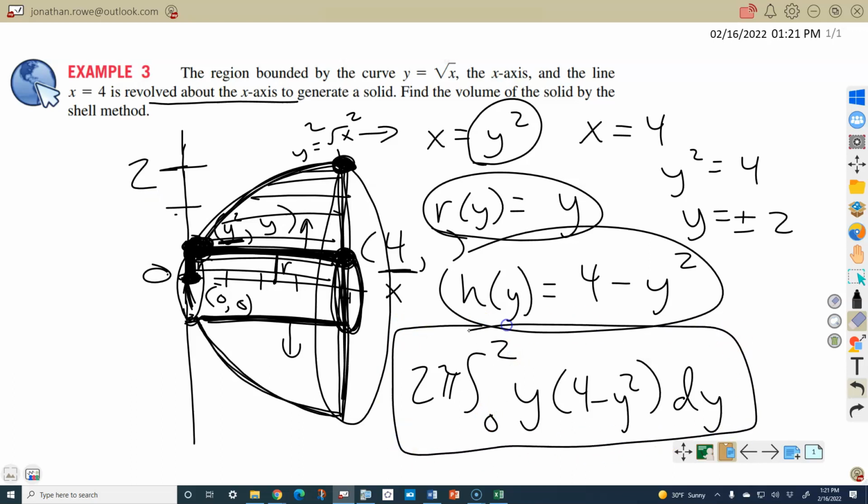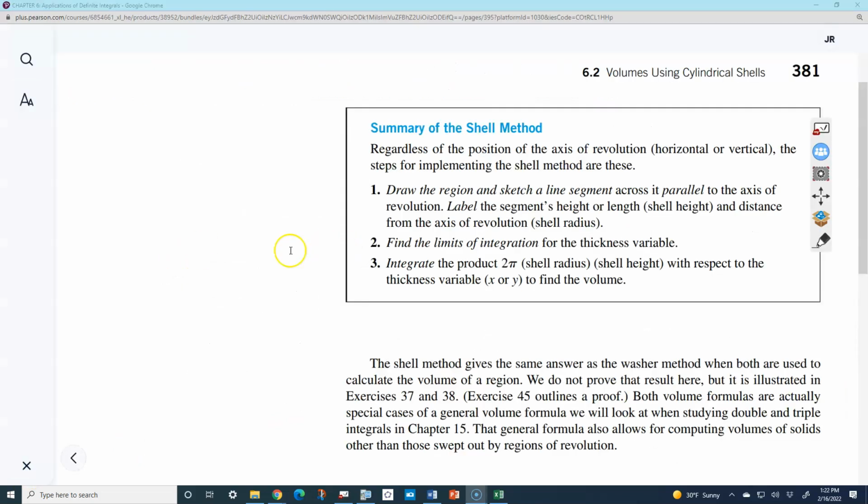And that integral would compute the volume of that solid. Again, you can do by hand, just distribute the y through the power rule, or do it in your calculator. You can do that too. And that's really it for the cylindrical shell method. Here's a summary if you want to read it of the shell method. Good luck with 6.2.